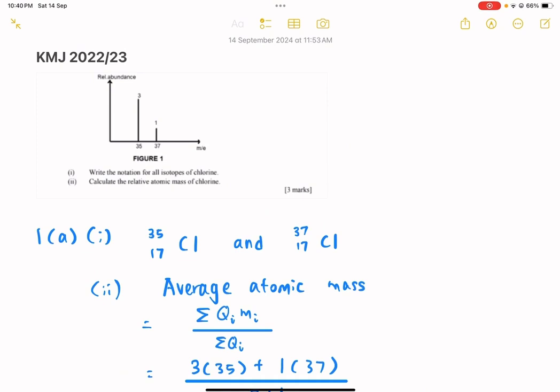We will be talking about KMJ 2022 and 2023 questions. Okay, so let's look at the first question.